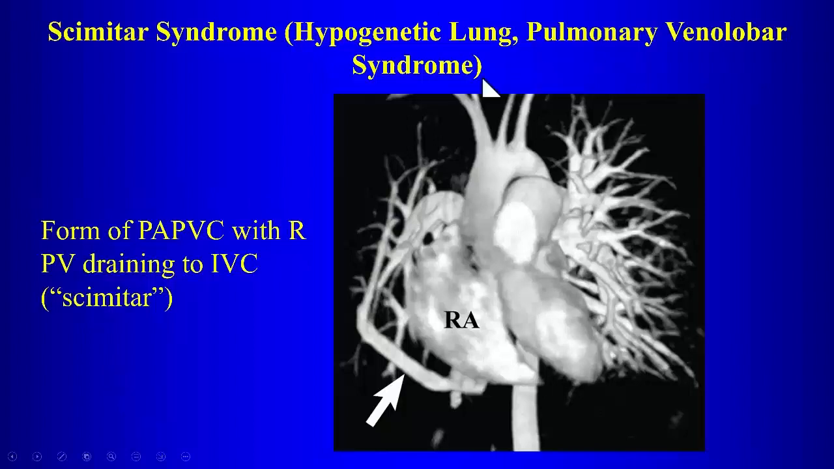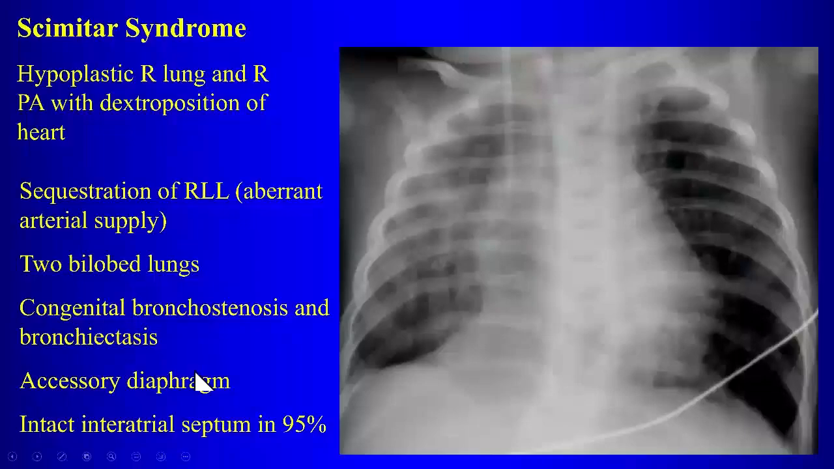So scimitar, also called hypogenetic lung, pulmonary venolobar syndrome. That's where you have anomalous pulmonary venous return of the pulmonary veins from the right lung. They drain to the inferior vena cava, okay? So scimitar syndrome is usually associated with a hypoplastic right lung, right? But what we look for on radiography is the scimitar sign, and that's the anomalous pulmonary vein draining down into the IVC. Now, there can be other abnormalities that can also be associated with scimitar. Interestingly, most patients with scimitar will have an intact atrial septum. They don't have an atrial septal defect.